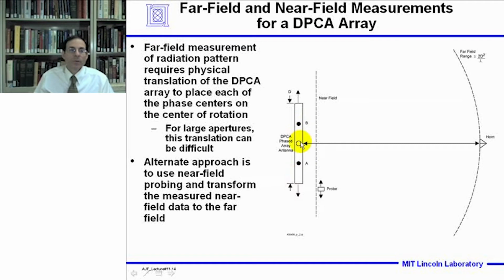The reason we want to translate the phase centers onto the center of rotation is to keep the multipath the same. This measurement may be done outdoors where there could be significant multipath. What we'd like to do is characterize the DPCA phased array in a large anechoic chamber. So to do that, we place a near-field probe close to the antenna, a few wavelengths away, scan the probe, measure the amplitude and phase, and then use a mathematical transform to calculate the far-field radiation pattern. Now the mathematical transformation to do this is described in Lecture 12.